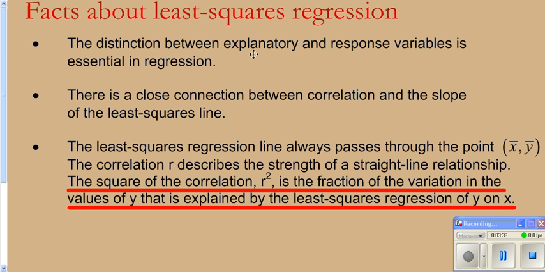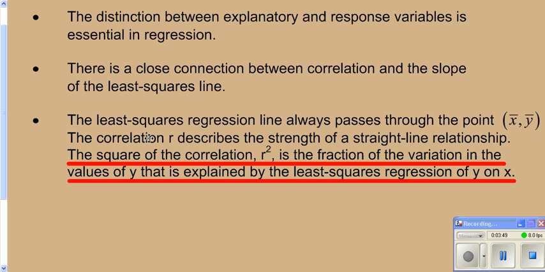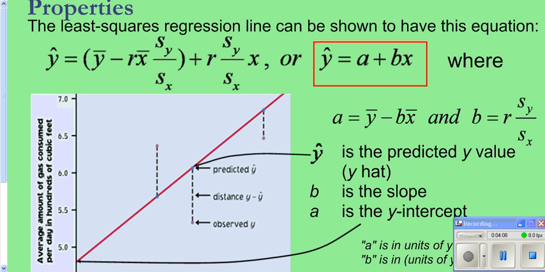Also, your least squares regression line will always pass through this point here, which is the average of the x's and the average of the y's. Your correlation r describes the strength of your linear relationship. However, r squared tells you the fraction of variation in the y's that can be explained by the x's. And we'll talk more about that as we come across the problem in the context of that.